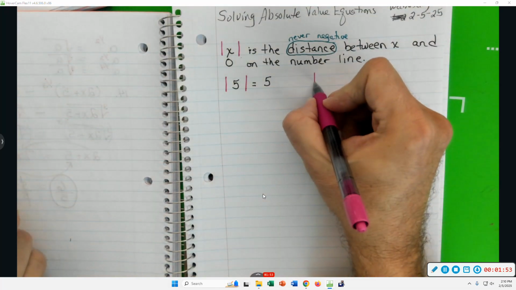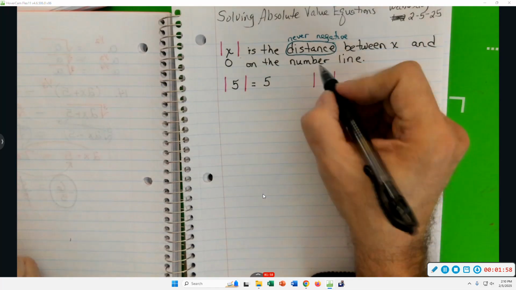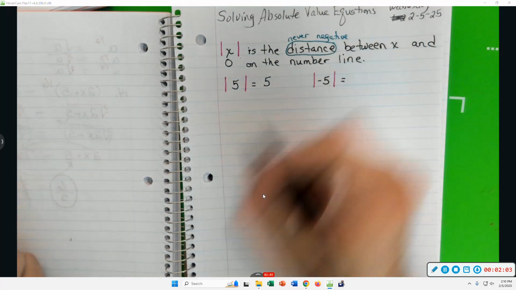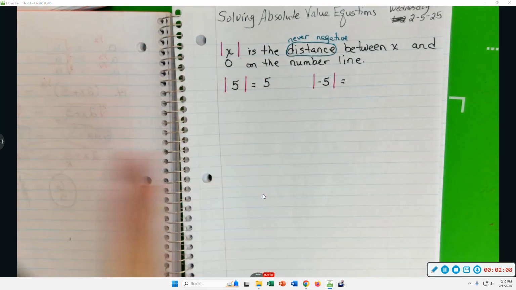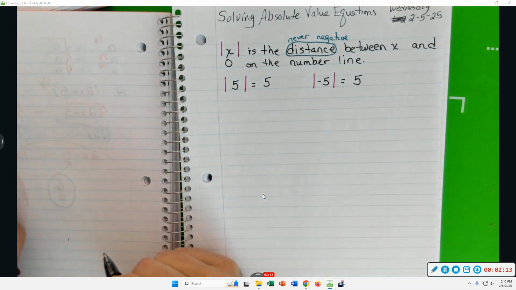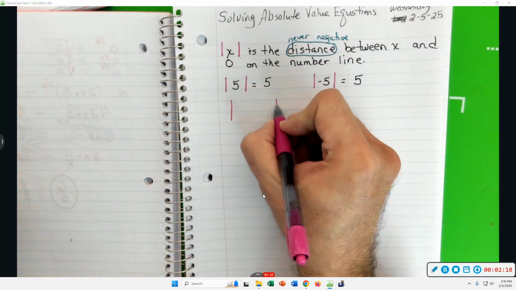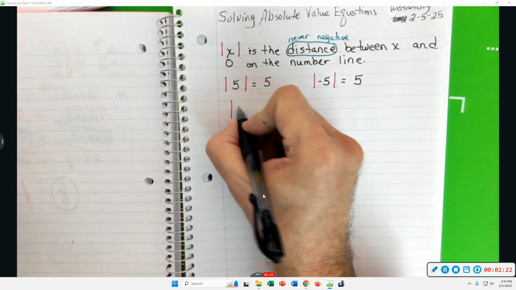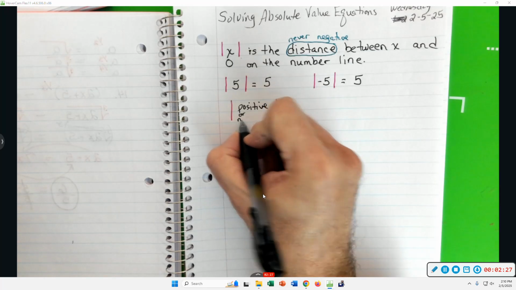What about the absolute value of negative 5? No, don't say negative 5 as the answer. Suppose we have a negative number inside the absolute value bars. It's still 5. The distance between negative 5 and 0 on the number line is still 5. One is to the left and one is to the right, but it's still the same distance. It doesn't matter if the number inside the absolute value is positive or negative.